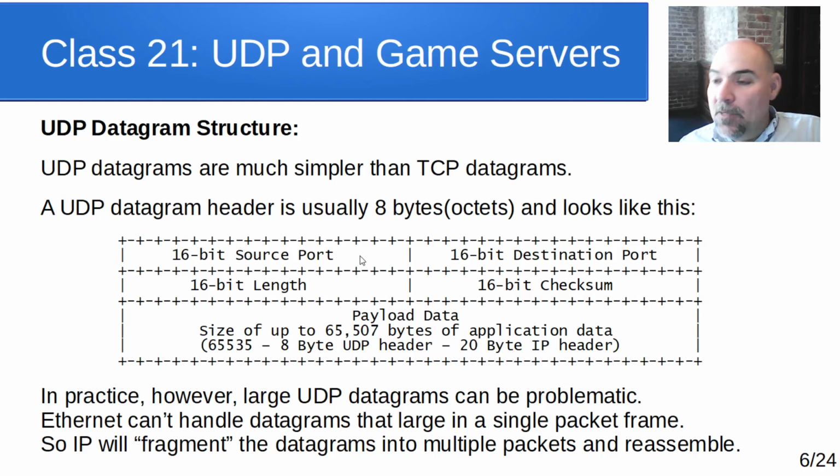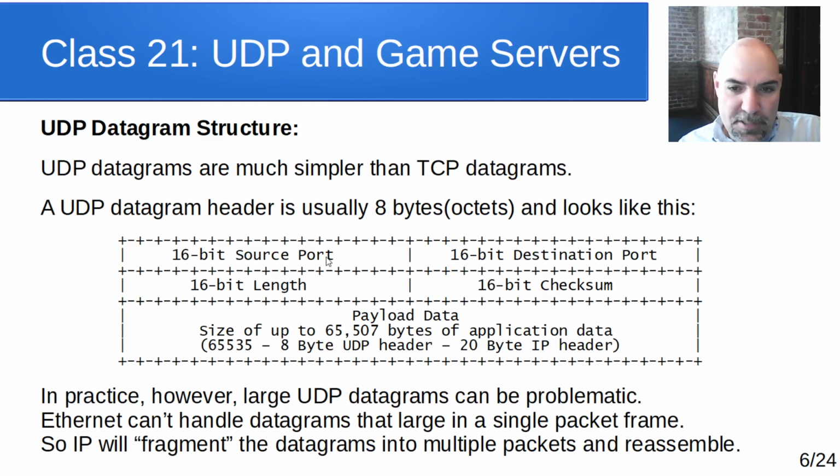Okay, so let's dig in a little bit further into the technical side of how UDP works. The UDP datagram structure looks like this, and you'll notice initially it's much simpler than a TCP datagram. Remember, TCP datagrams had all that stuff in there with the window and the flags and a bunch of stuff that had to do with how it sequences the datagrams. A UDP header is really, instead of 20 bytes like the TCP one, it's just 8 bytes. And it looks like this.